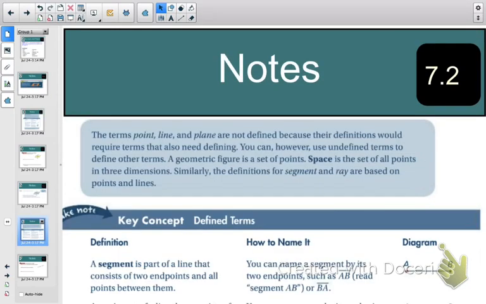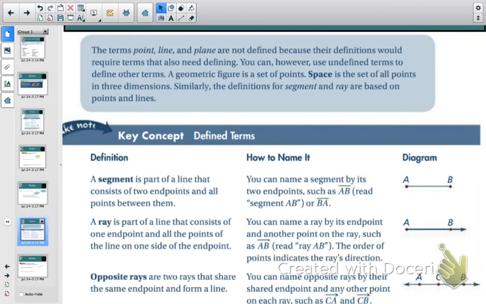Alright, next. Okay, the terms point, line, and plane are not defined because their definitions would require terms that also need defining. So those are, again, very basic or undefined terms. You can, however, use undefined terms to define other terms. So a geometric figure is a set of points. Space is the set of all points in 3 dimensions. Similarly, the definitions for segment and ray are based on points and lines.